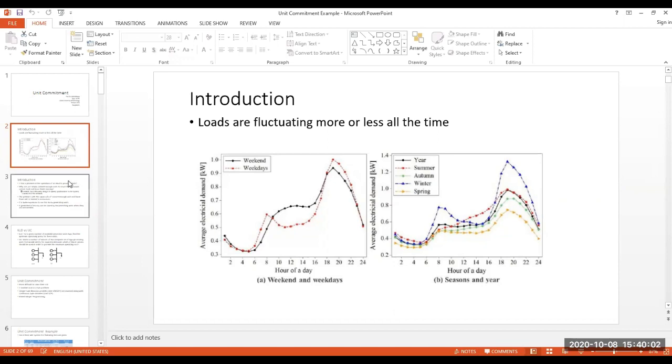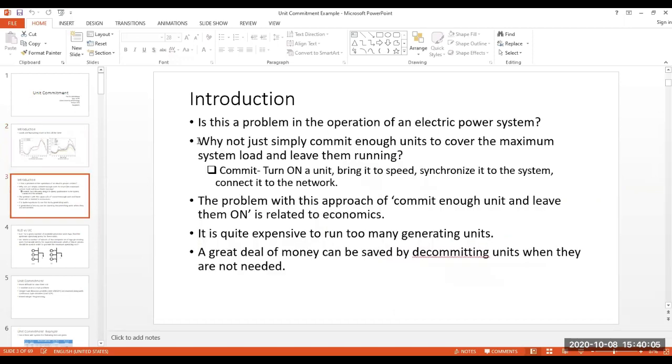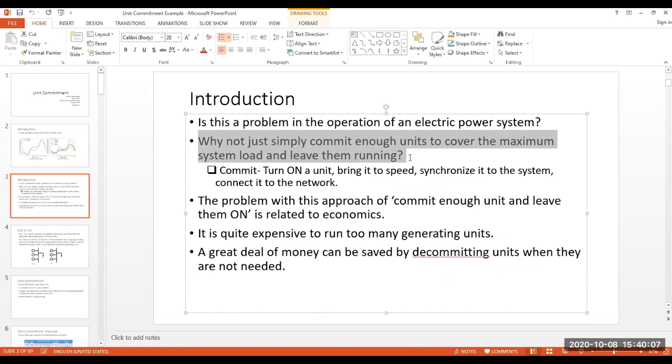So pretty easily you can say that this solution provided here, why not simply commit enough units to cover the maximum load and leave them running, is not economic. I will come to that point. This is not an economic solution.